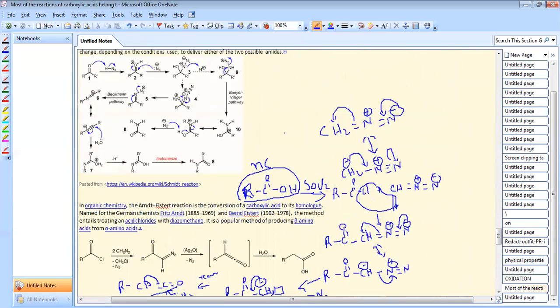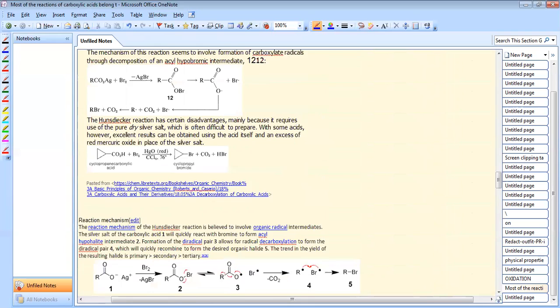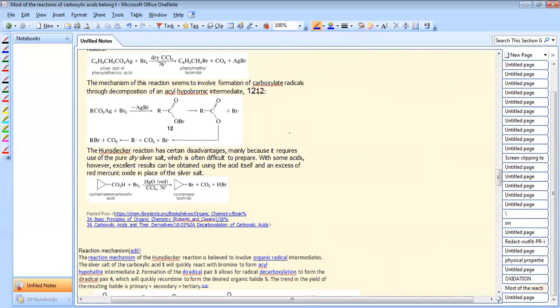So this is about the reactions of decarboxylation as well as alpha hydrogen substitution reactions. With this, we have completed the chemical properties of carboxylic acid. I hope you have understood this. Okay, thank you.